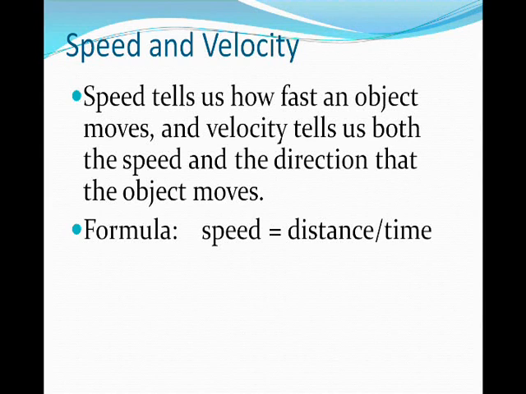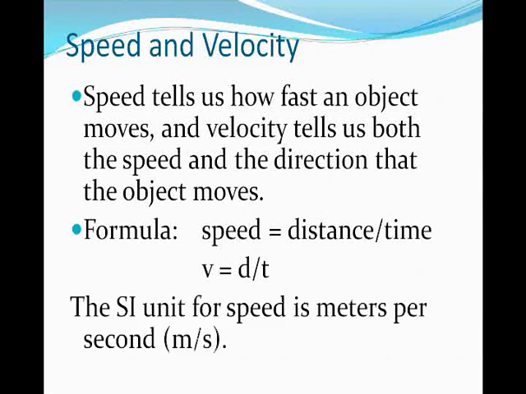Now, the formula for speed is speed equals distance divided by time. We use v to represent speed because speed and velocity are always the same number. Just remember that velocity has direction with it. And then we use d for distance and t for time.